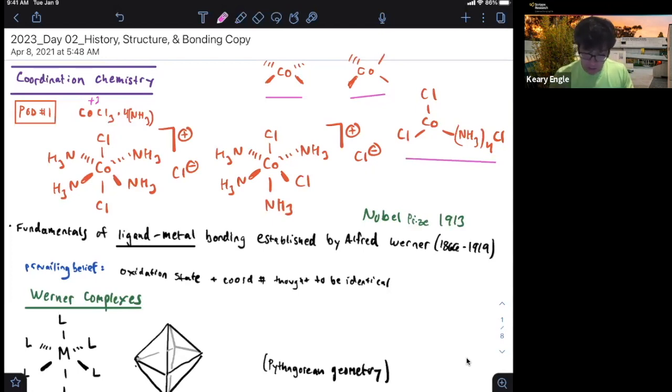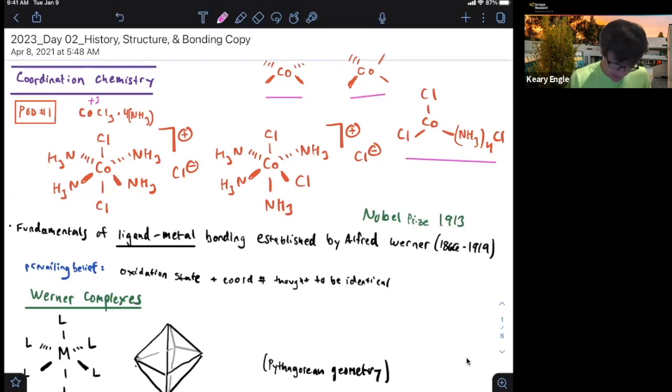Obviously, it looks somewhat fanciful by today's standards, but at that time there was a prevailing belief that the valence, or the oxidation state of the metal, and the coordination number of the metal needed to be identical. And if you have that frame of reference, or that frame of thinking, then you need to draw something that looks quite exotic like this to make it all work.